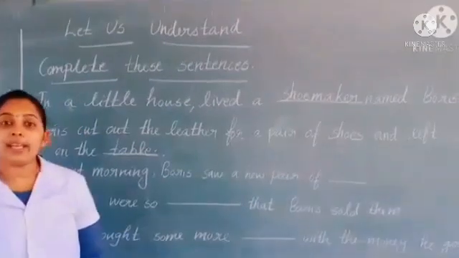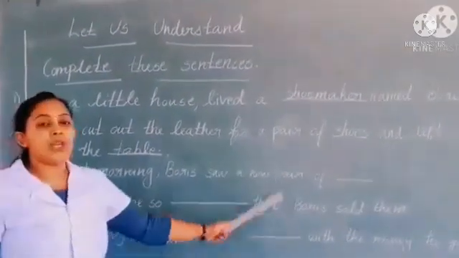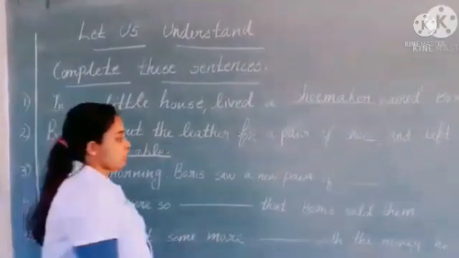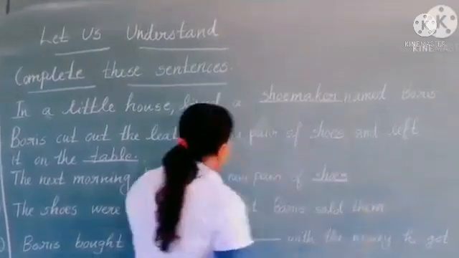And third one, the next morning, Boris saw a new pair of dash. What did he see in the next morning? The next morning, Boris saw a new pair of shoes. So here we can write shoes.